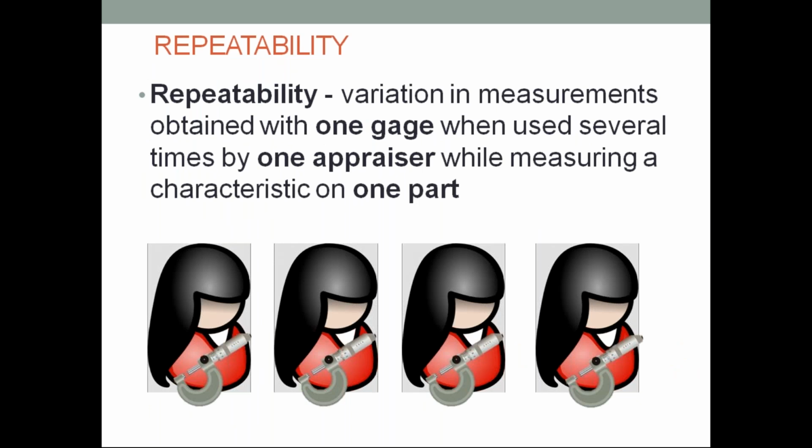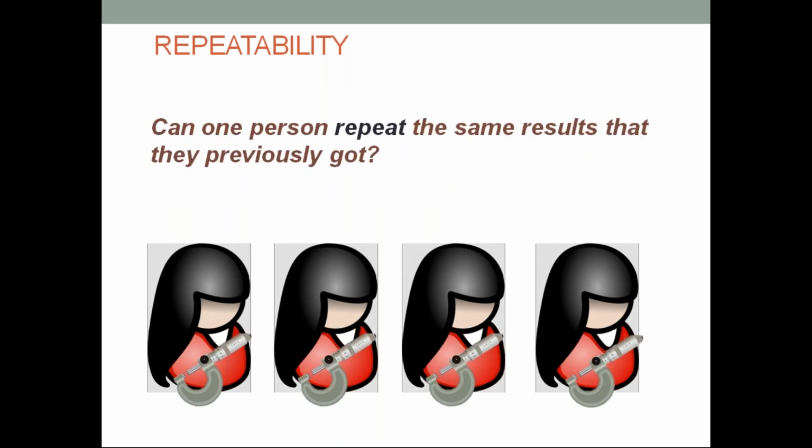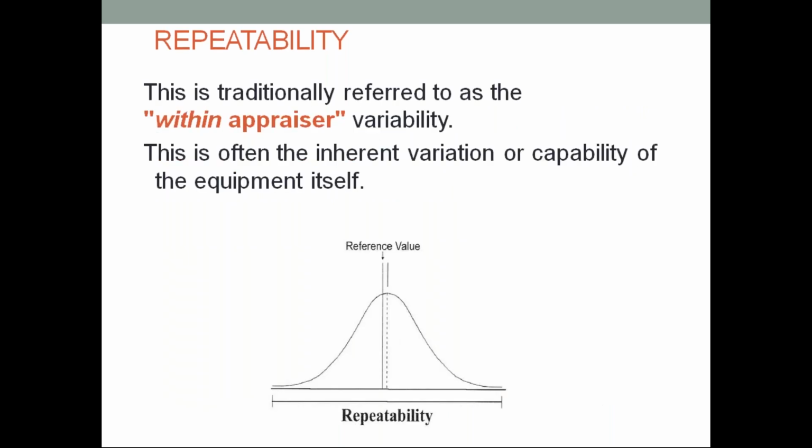So what is repeatability? It's the variation in measurements attained with one gauge when used several times by one appraiser while measuring the characteristic on one part. Can one person repeat the same results that they previously got? This is traditionally referred to as within appraiser ability, and this is key. Within. This is often inherent variation or the capability of the equipment itself. Because if I'm using it over and over again and it's still getting variation, that's generally within that equipment, and that's what we're observing within.